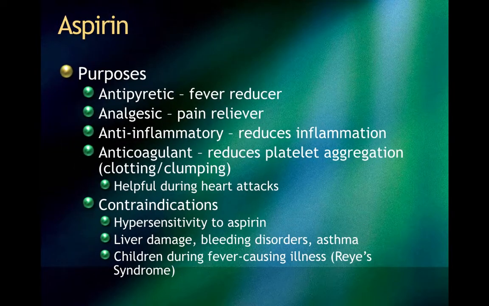Okay. Aspirin. It's given for a number of different reasons. It's a fever reducer, it's a mild pain reliever, it's an anti-inflammatory, and it is an antiplatelet aggregation. It's not an anticoagulant. That's an incorrect thing right there. It's an antiplatelet aggregation medication. It prevents clots from getting bigger than they already are, or helps to prevent them from growing in size. It's helpful during heart attacks or myocardial infarctions, so MIs.